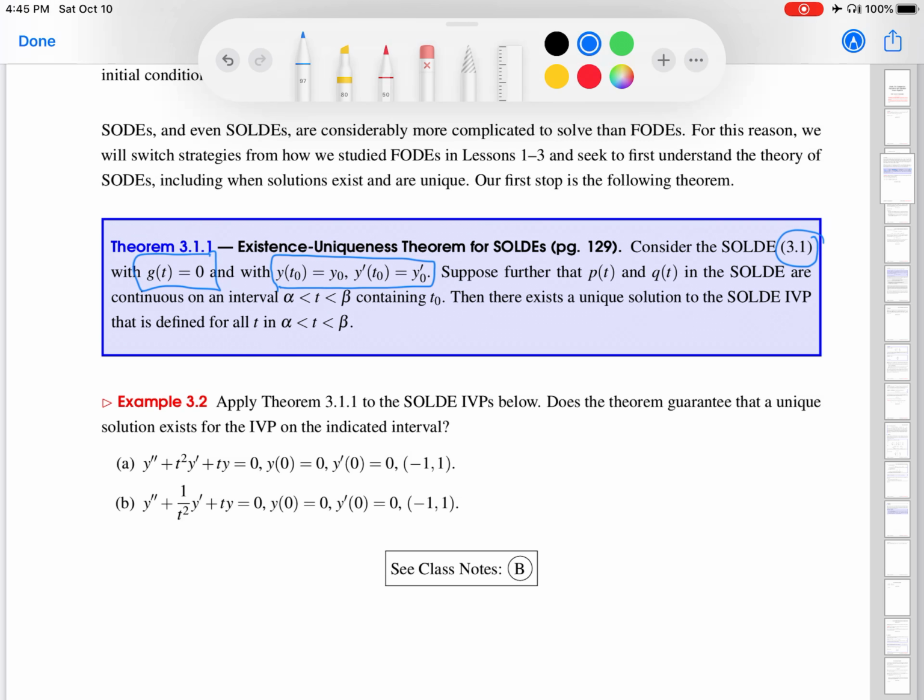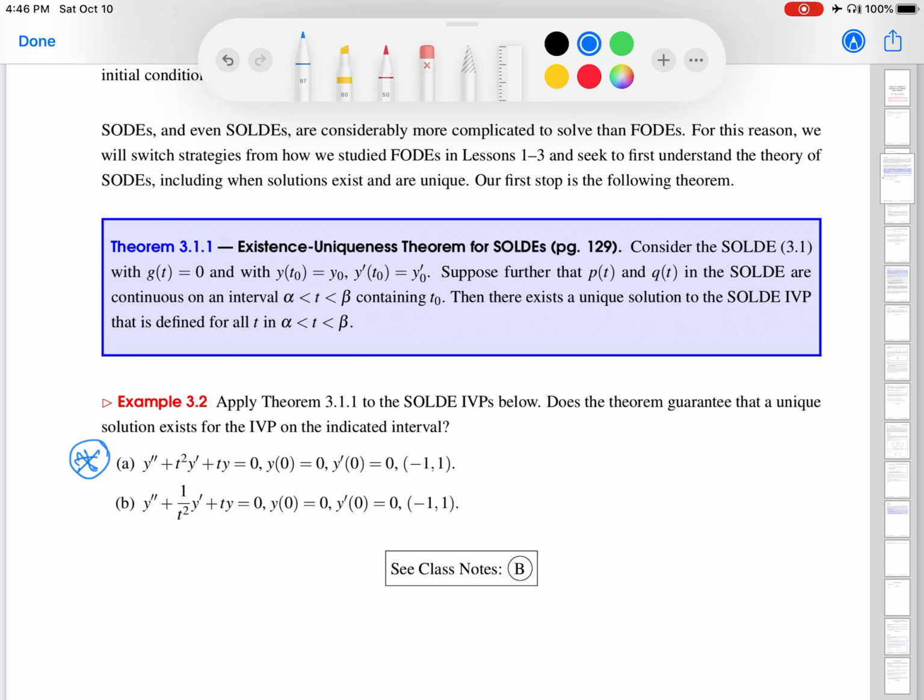And then suppose further that P of t and Q of t in the SOLDE are continuous on some interval. Great. So those are some additional conditions. Containing t sub 0, right? So this t sub 0 is the t value of the initial conditions. Then here's the conclusion. There exists a unique solution that is defined for all t in there. So we have some sense of all the details and intricacies of the theorem. Now let's apply it down here to this example.